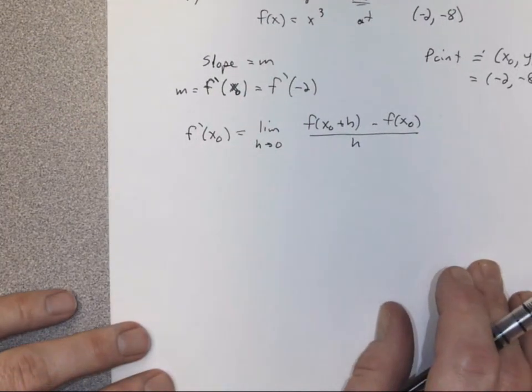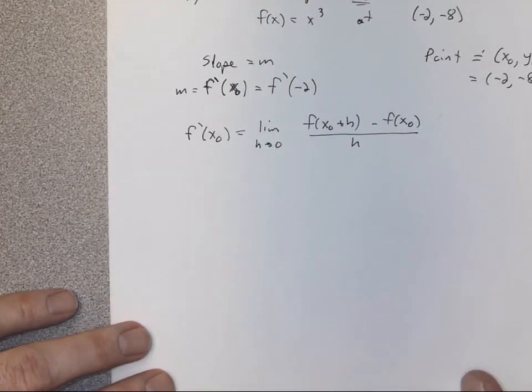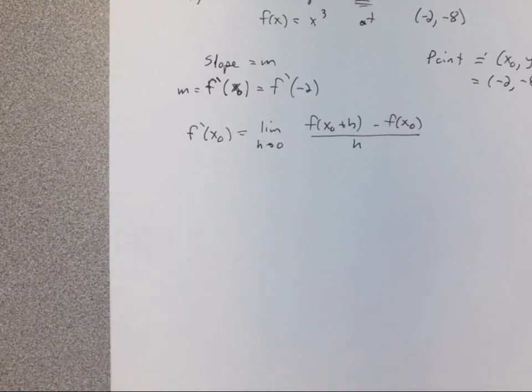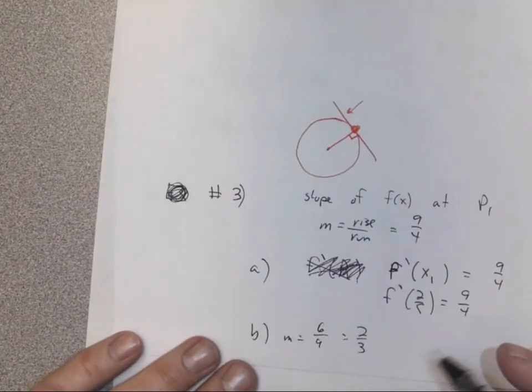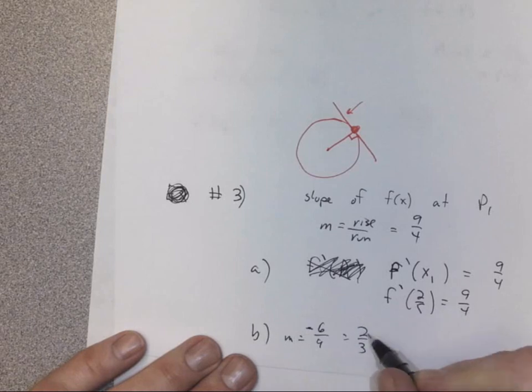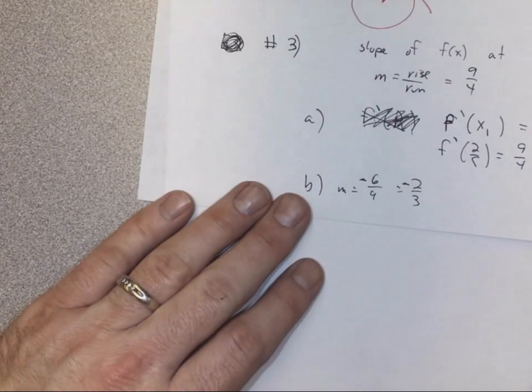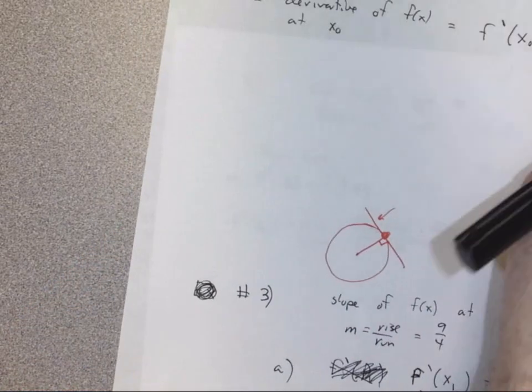Wait, isn't it supposed to be negative, because the slope's negative for 3? Oh, yeah, you're right. It is negative. He got me there. That was down 6, so that's -2/3. Yep, I was wrong. It's negative. Nice catch, by the way.